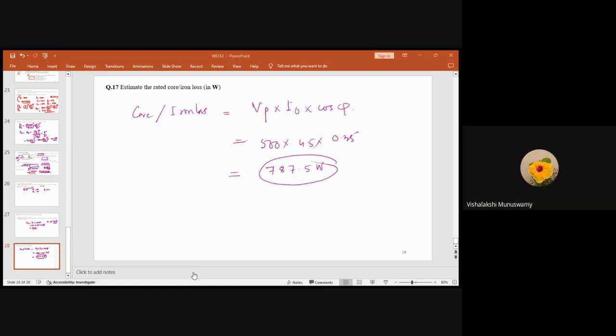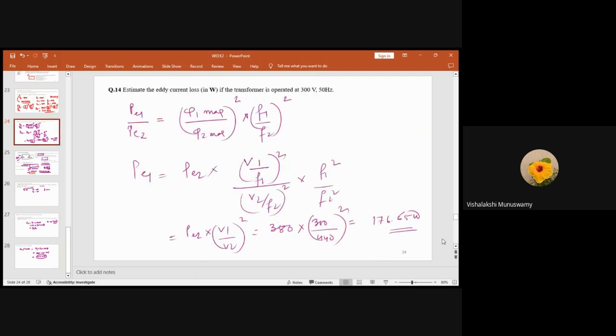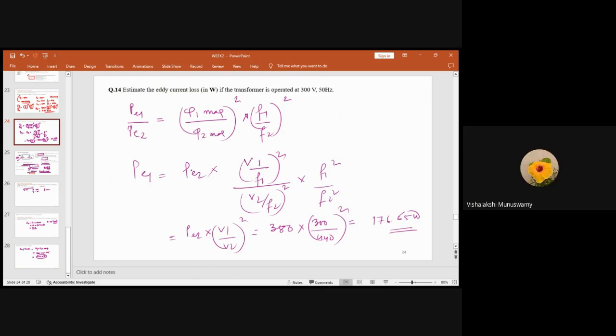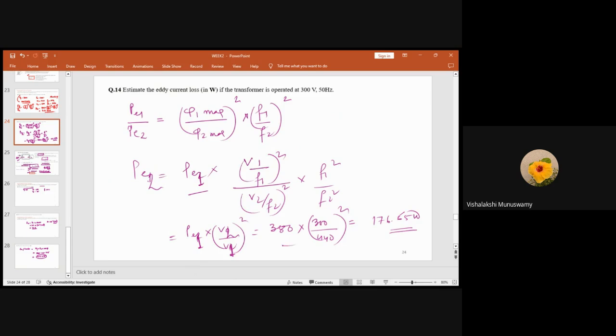Yes, sir, question number 14. Estimate eddy current loss. Yeah, let me see. Sir, in that V1 by V2 whole square, sir. Yes, actually V1 is given as 440, V2 is 300. No, it is reverse. Okay, sir. We have to calculate V2, sorry, VP1, right? Yes, sir. So it will be V2 by V1 square, right? Yes, sir. Okay. Is it clear? Yes, sir.